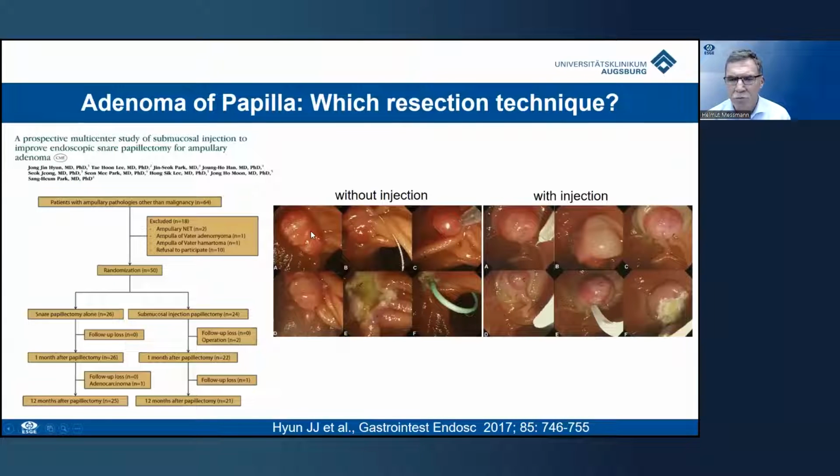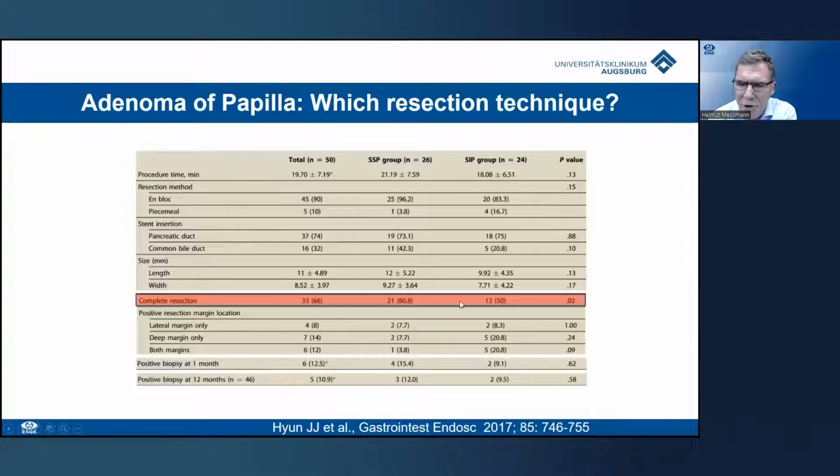So the question always is injection or not injection. Just for your information, a randomized trial with 50 patients, in one group injection, one not injected. Is there a benefit for injection? I don't think so, or the guideline doesn't recommend it. The complete resection was in favor of the non-injection group. So I think we definitely do not need injection for a regular ampullary adenoma.